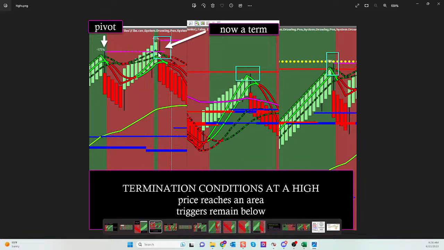And guys, this is what we call a pivot stop out. A pivot stop out means that the pivot was formed, price exceeds it a couple ticks, triggers remain below, and then the market heads the other way. David B., in order to have a pivot stop out, you have to have a previous pivot. That was one of the questions earlier today, I think.